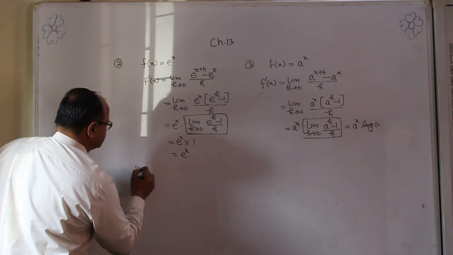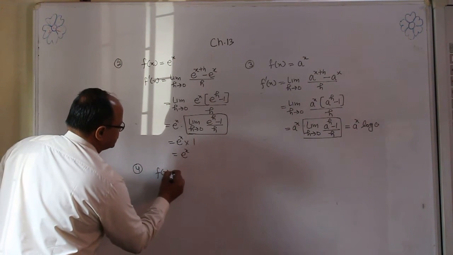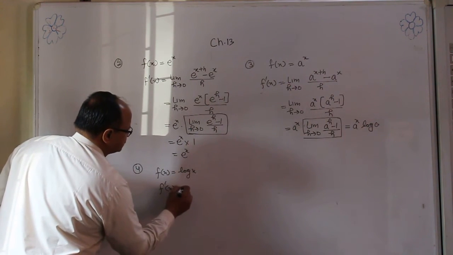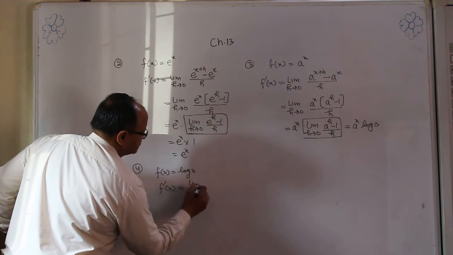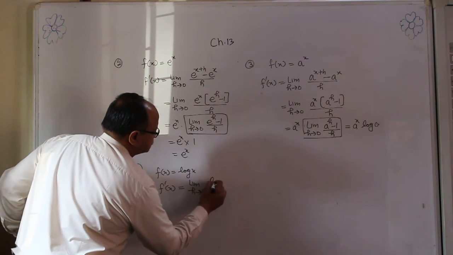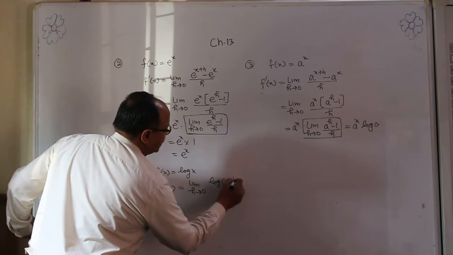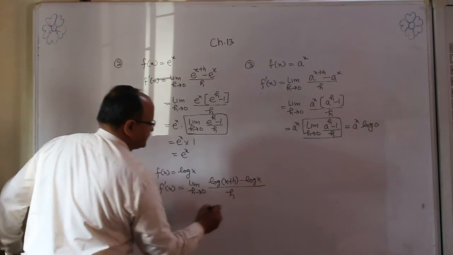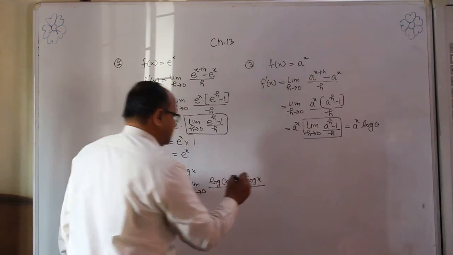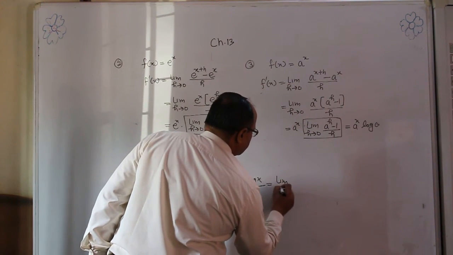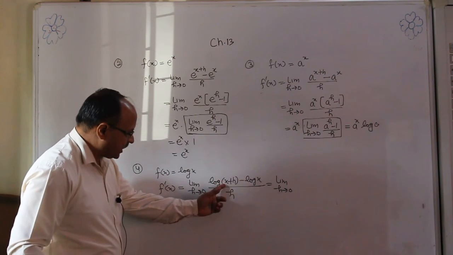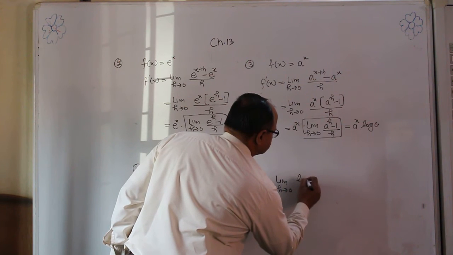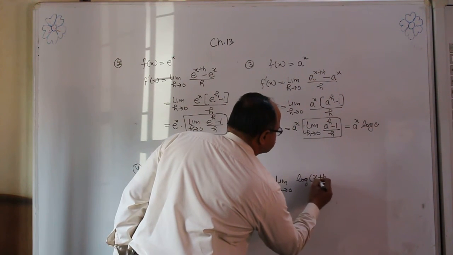Last question, fourth, f of x is equal to log x. Therefore f dash x, limit h approaches to 0, log of x plus h minus log x divided by h. And the property of log, you know, log m minus log n is log m by n. So you can write log of (x plus h) divided by x, divided by h.